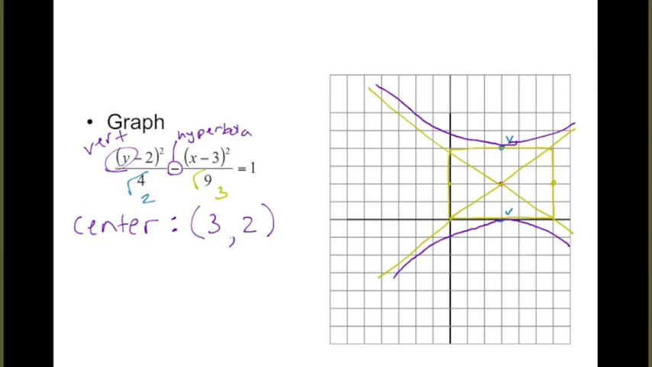Questions on hyperbolas? Do we need to plot the foci? You don't. No, you don't need to plot the foci because they're not critical in coming up with the shape of the curve.